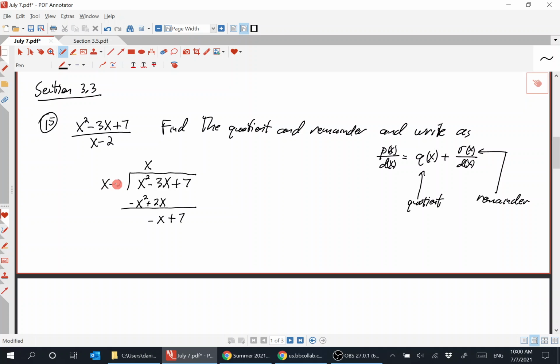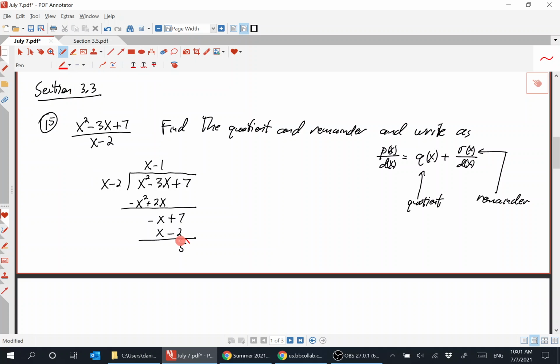What do I need to multiply x minus 2 by to get minus x? Well, minus 1. So that's the second term in my quotient. Multiplying this by -1, I have minus x plus 2. The leading terms match up here, but now I want to cancel it out, so I need to subtract. So flip the signs: this negative becomes positive, and this positive becomes negative. And now I add, and I get 5.